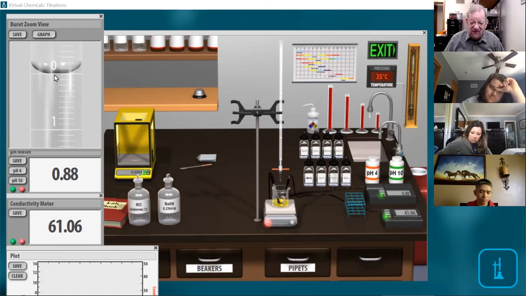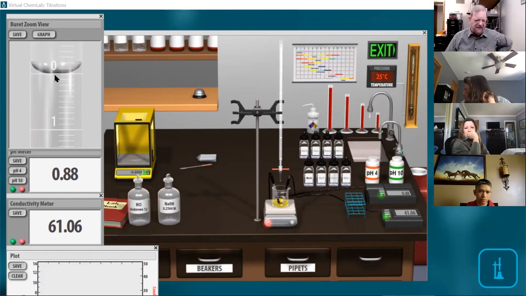Sometimes they have a little more than this where it's like 0.05 or whatever. Notice the lines between zero and one. There's 1, 2, 3, 4, 5, 6, 7, 8, 9, and to the big one, 10. So each one of these lines is a tenth of a milliliter. And if the meniscus bottom is between this line and the first little line, you could call that 0.05. So you can get here, I have two significant figures past the decimal on any burette.